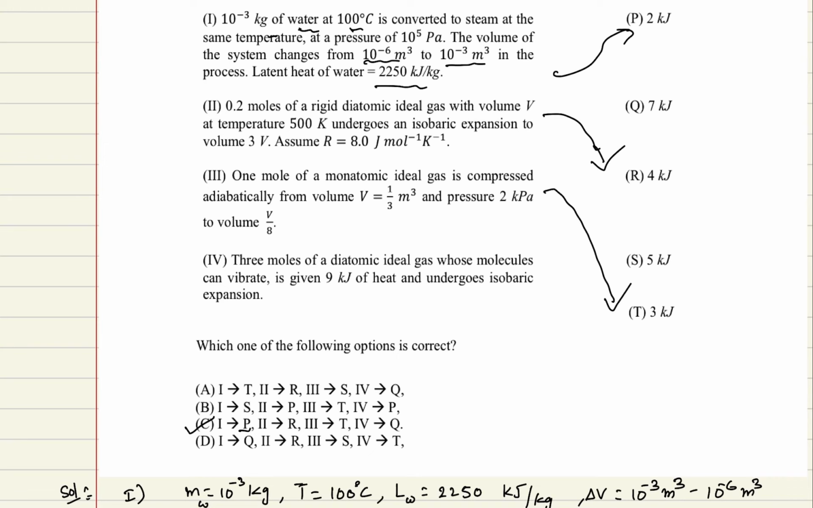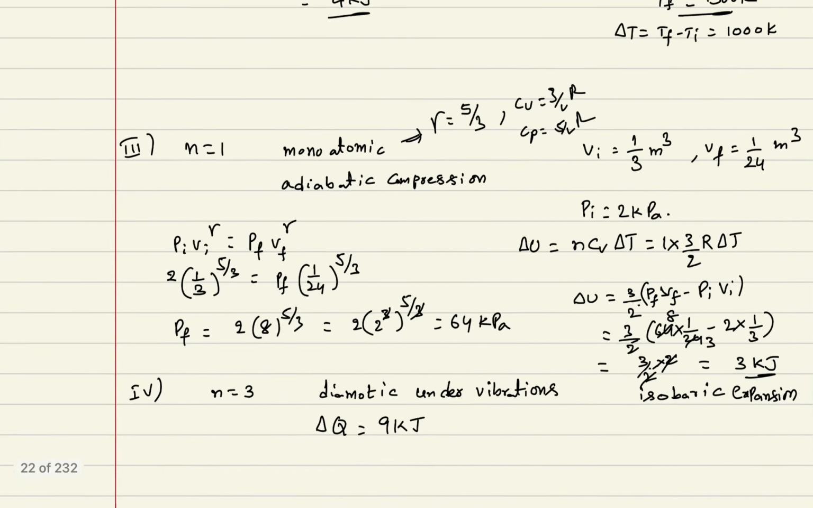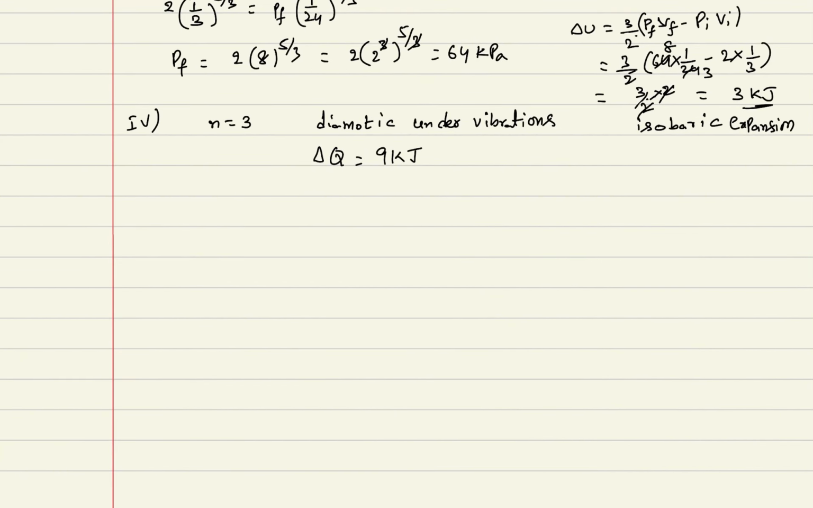Last one: 3 moles of diatomic ideal gas whose molecules can vibrate is given 9 kilojoules of heat and undergoes isobaric expansion. You observe this, it is also vibrating. Now in the last case you can see n is equal to 3, diatomic. So in diatomic Cv value is actually supposed to be 5 by 2 R, but now it will be 7 R by 2. Why? Because one vibrational potential energy and one vibrational kinetic energy have to be added extra. Cp value is 9 by 2 into R.